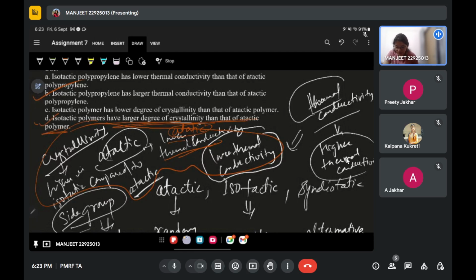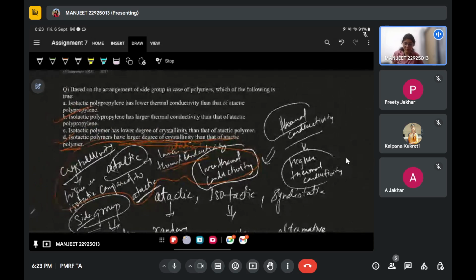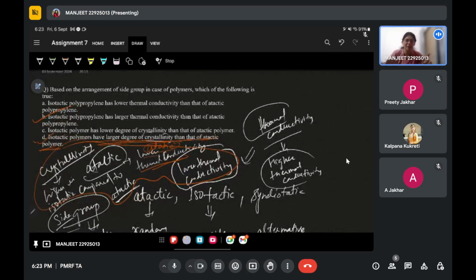For this one, we have learned that if my arrangement is regular, if they are crystalline, then there will be higher thermal conductivity. If there is randomness, then there will be lower thermal conductivity. In isotactic we have the regular arrangement of the side group; in atactic it is random. So that's why atactic has the lower thermal conductivity and the lower crystallinity as compared to the isotactic one. Okay, is it clear?